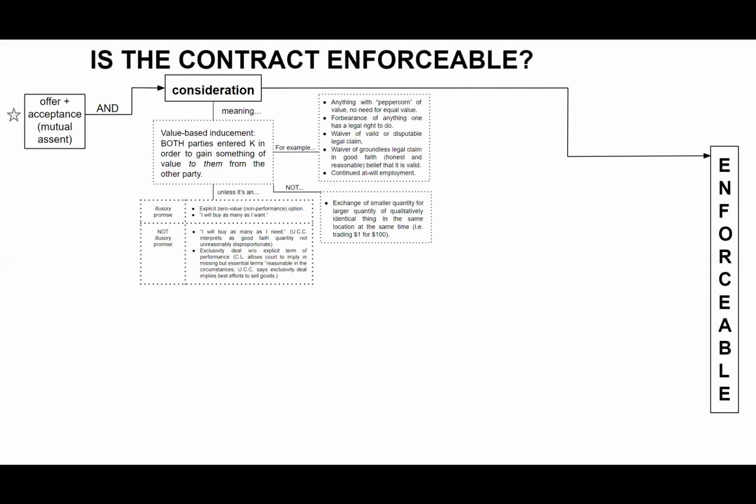Also, an exclusivity deal. If a producer gives a retailer the exclusive right to sell the thing they produce, well, this could be a zero value option, because what if the retailer just sits on their hands and doesn't sell anything? That could be a zero value option, but both common law and UCC are willing to read in extra terms, essential terms, into an exclusivity deal, basically to imply reasonable efforts or best efforts to sell the goods in the case of an exclusivity deal. So that would not be considered an illusory promise. It would count as consideration to make the contract enforceable.